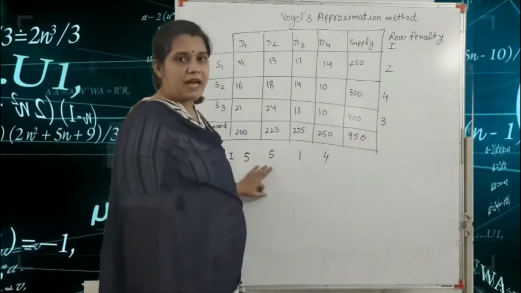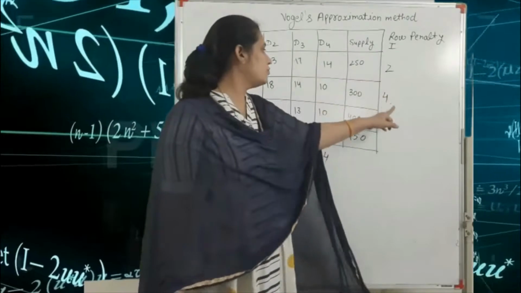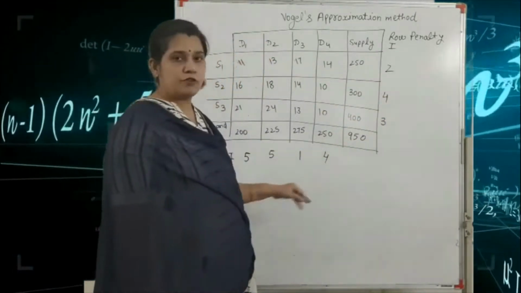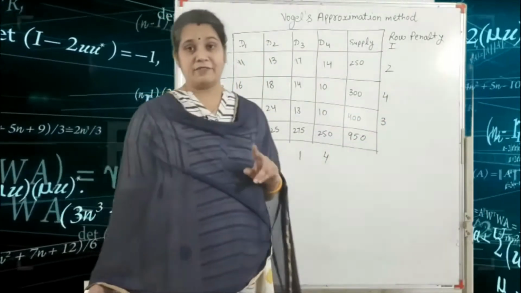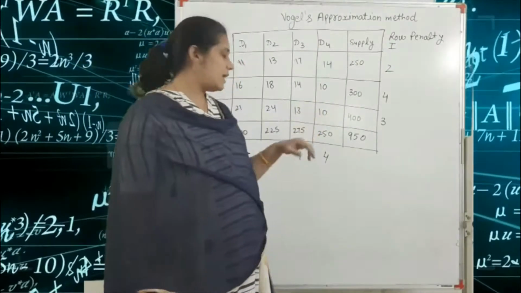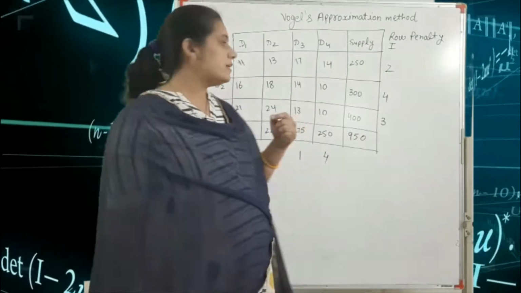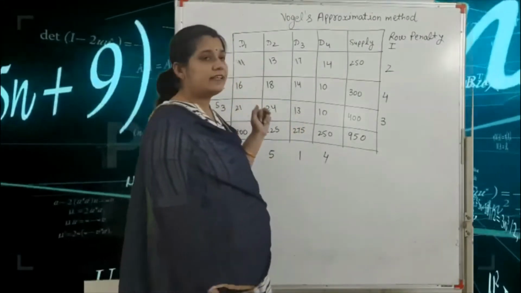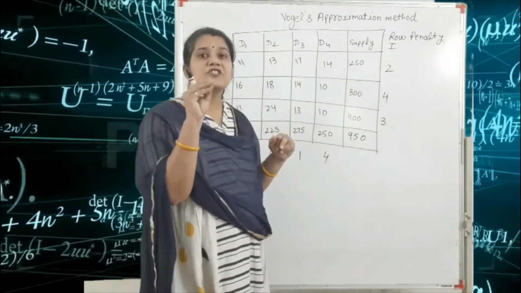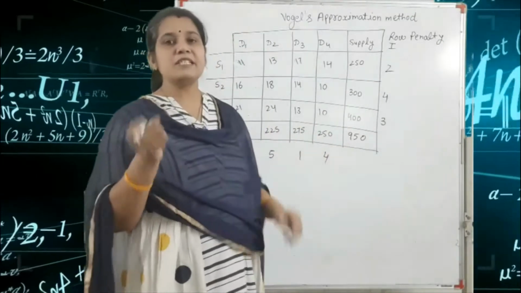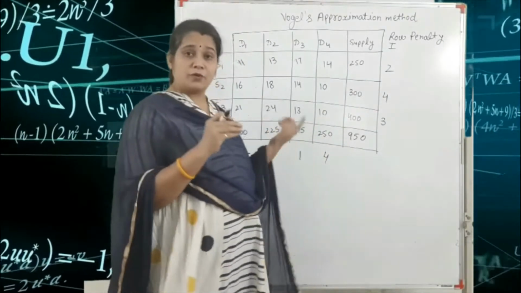So the maximum value is 5. Got it? Here we have 2, 4, 3, 5, 5, 1, 4, so the maximum value is 5. That means with the help of this row penalty and column penalty, we check which row or column the allocation goes to, that is, which supply or demand row or column.